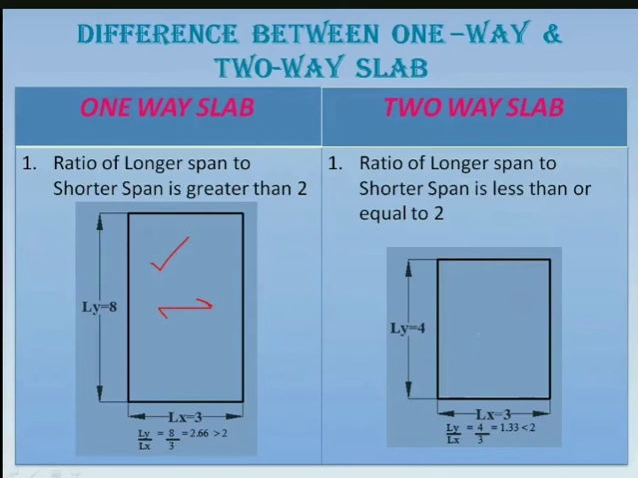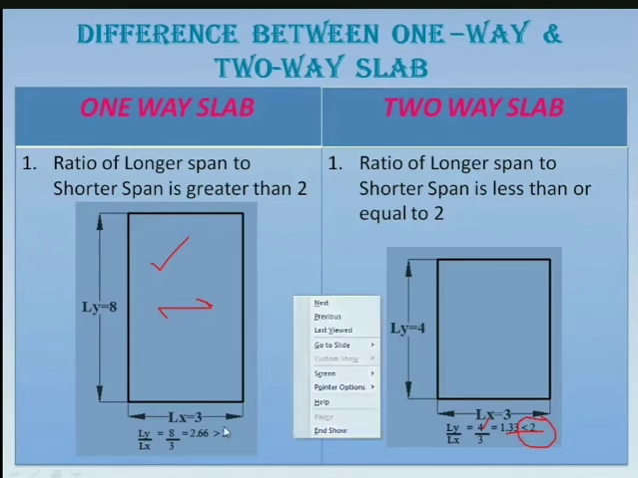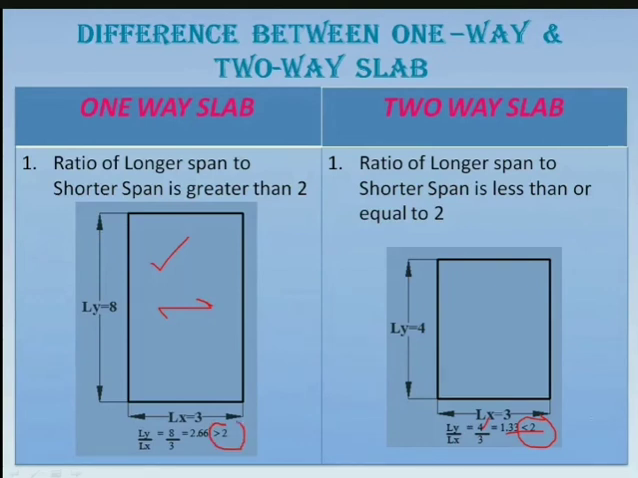Whereas when we come to the other side, what we see here is the ratio of longer span to shorter span is less than or equal to 2, we design that slab as a two-way slab. So when we see here the ratio, one side is 4 meters, other side is 3. When you divide 4 by 3, we get something like 1.33, which is less than 2. Now this is the difference. This is less than 2, and here this is greater than 2. So as this is less than 2, we have to design it as a two-way slab.